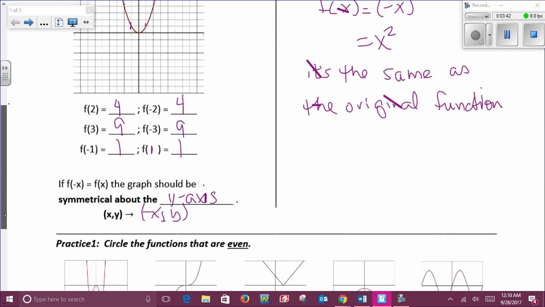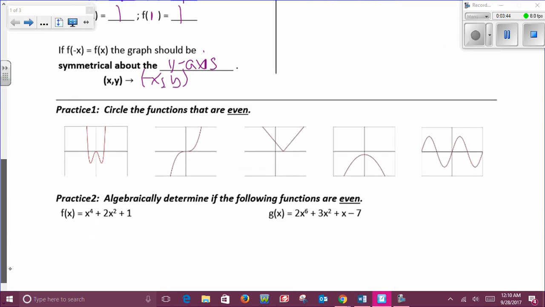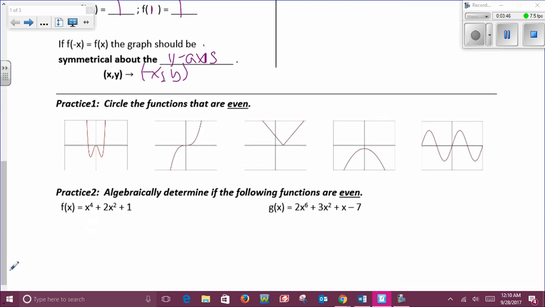So let's move down. Look at the pictures. Circle the graphs that are even functions. Well, the ones that are even are symmetric to the y-axis. So this function is symmetric with the y-axis, and this function is symmetric with the y-axis. None of the other ones are symmetric with the y-axis. If I take and fold it on the y-axis, I get the mirror image, and that's what's happening there.